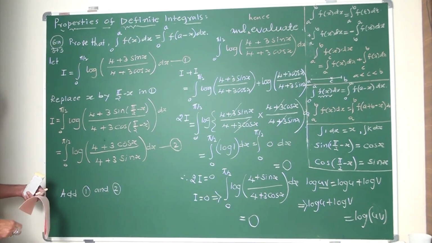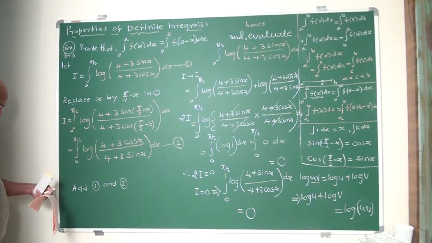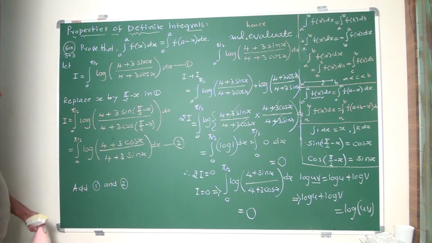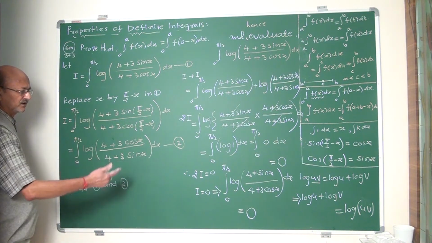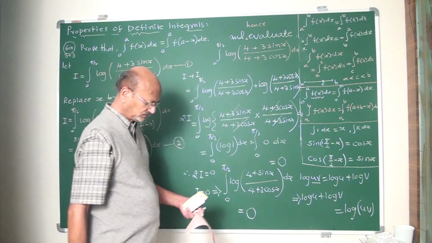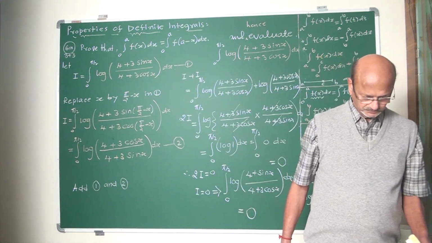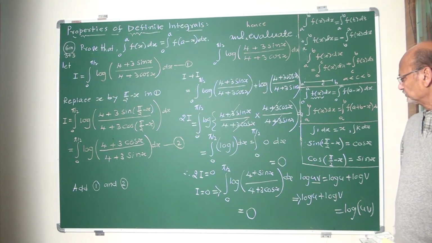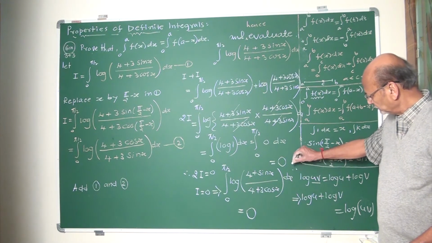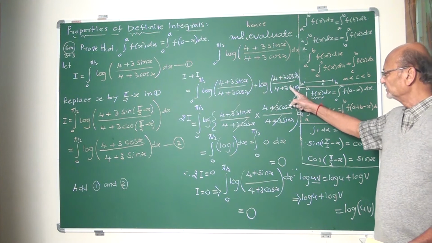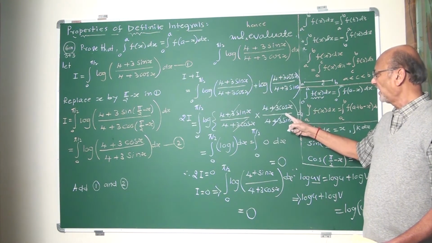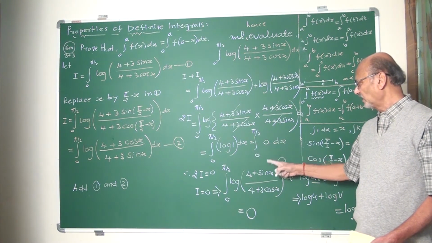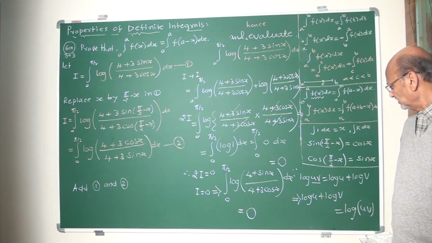I will explain once again. Yes, my friends, quick. This is the reason: the sum of logs is the log of the product u into v. Cancellation gives 1, and the value of log 1 is 0. The answer is 0, my friends. The integral is 0.